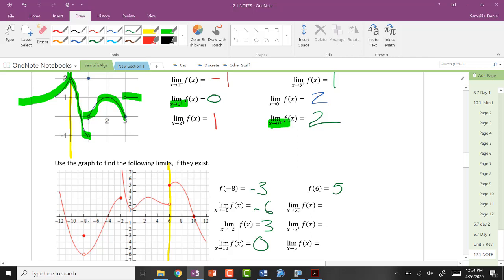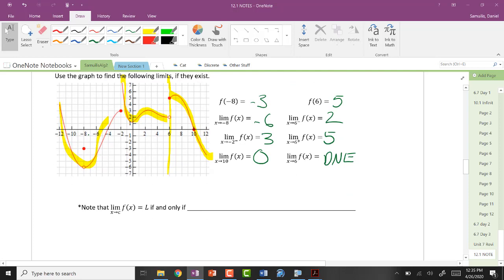So the limit as x approaches 6 from the left, coming from the left side, my y value is approaching 2. But as I'm coming from the right, my y value is approaching 5. Because the left and right limits are different, the limit as x approaches 6 does not exist. The left and the right have to be the same answer for you to have an overall limit. All right.